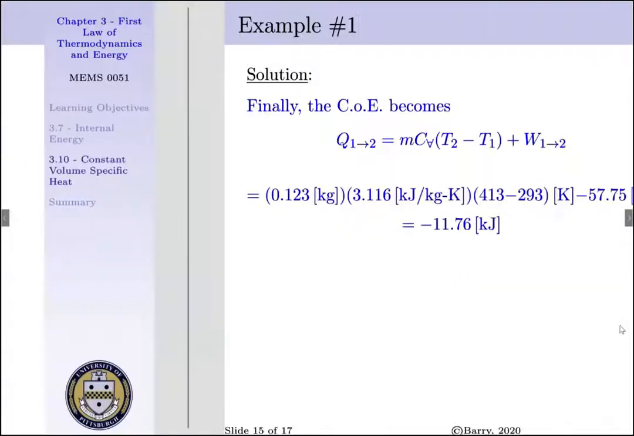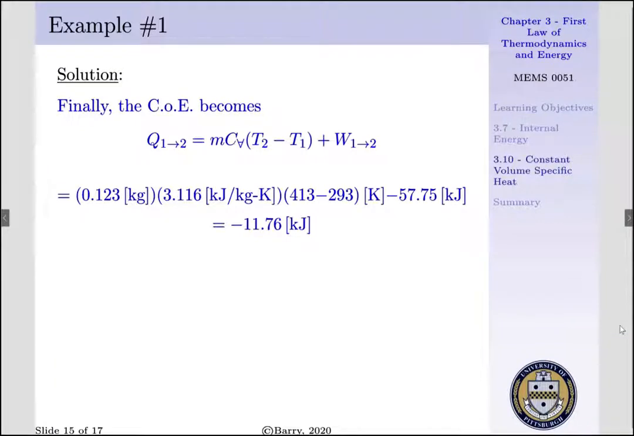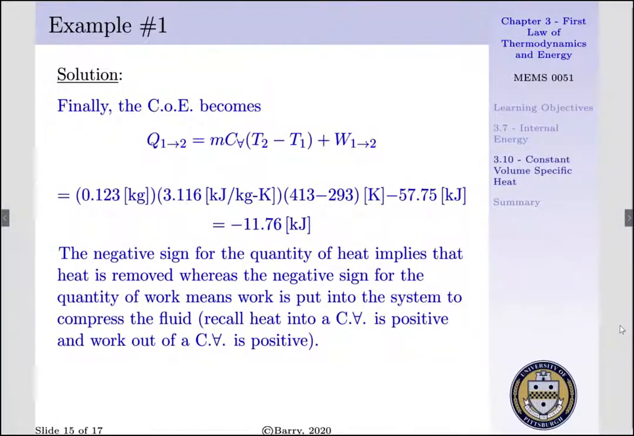We have all our known quantities that we can substitute in. We have a mass of 0.123 kilograms. We have a constant volume specific heat taken as 3.116 kilojoule per kgK. T2 is equal to 413 Kelvin. T1 is equal to 293 Kelvin. And our work was minus 57.75 kilojoules. Thus, our heat is minus 11.76 kilojoules. The minus sign in front of our heat implies that heat is removed during our compression process. The minus sign in front of our work indicates we are putting work into our system.